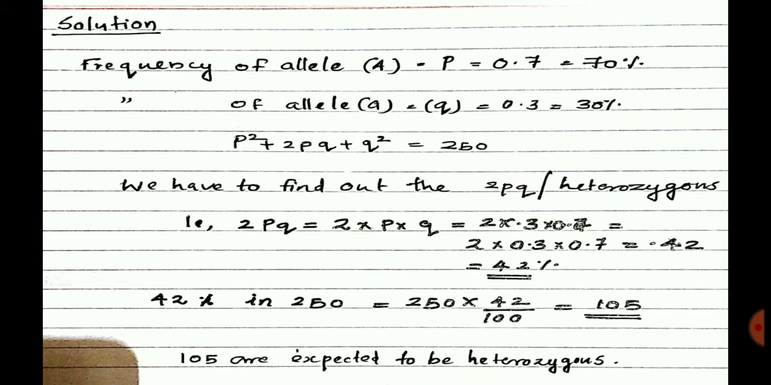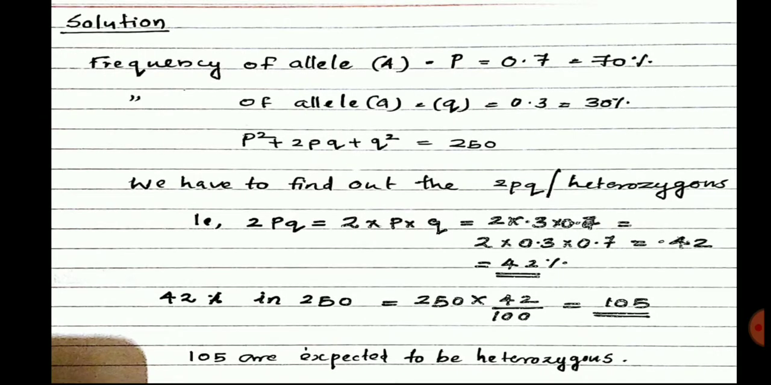Then we get p square plus 2pq plus q square is equal to 250. We have to find out the 2pq, the heterozygous condition here. So 2pq is equal to 2 into 0.3 into 0.7, which is 0.42, that is 42%. So 42% of 250 is equal to 105. So there are 105 heterozygous individuals. That's what they asked in this question.